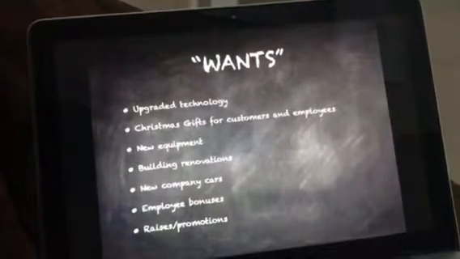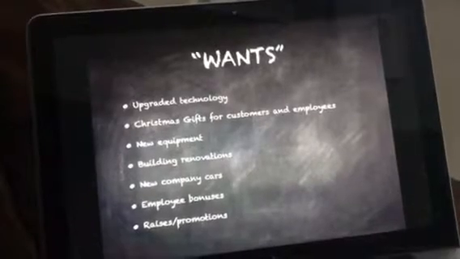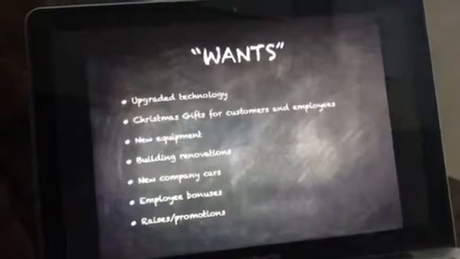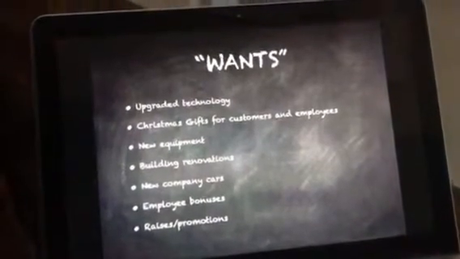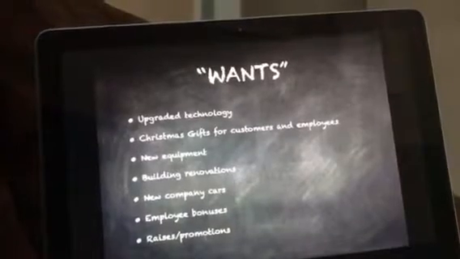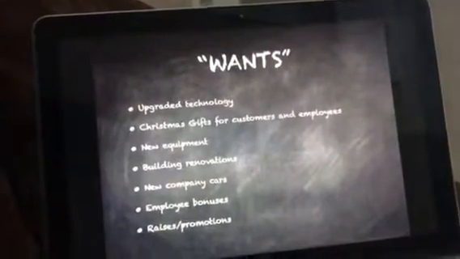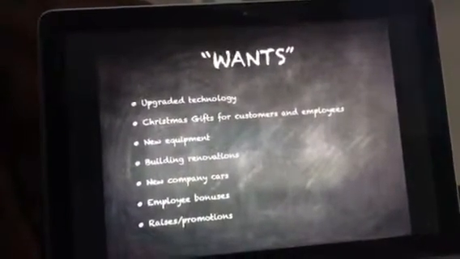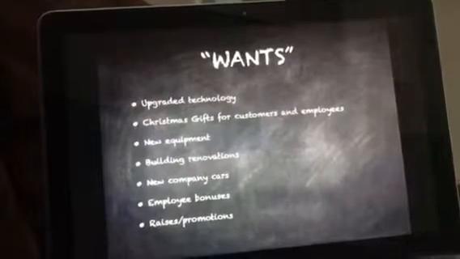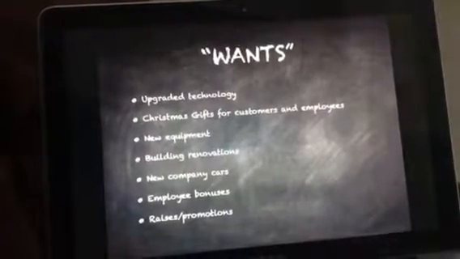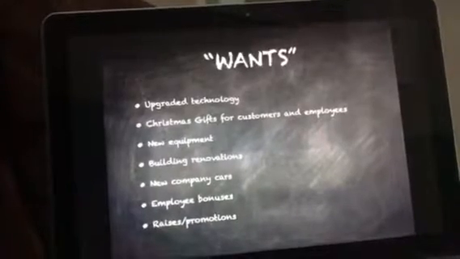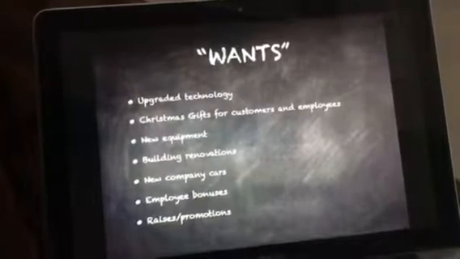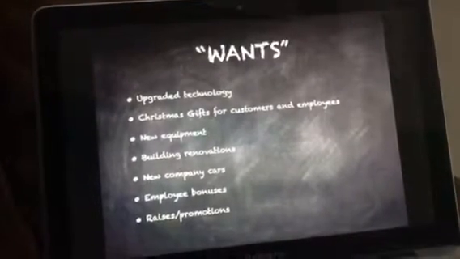We have a very old forklift, and it still functions and it still gets the job done, but as an owner, you may want to invest in a new forklift or maybe a second forklift. Building renovations is a huge want. This is anything from adding on an addition to the building, or repainting a part of the building, or refinishing a part of the building. Renovations are endless, but it's not necessarily renovations that can make or break the company.